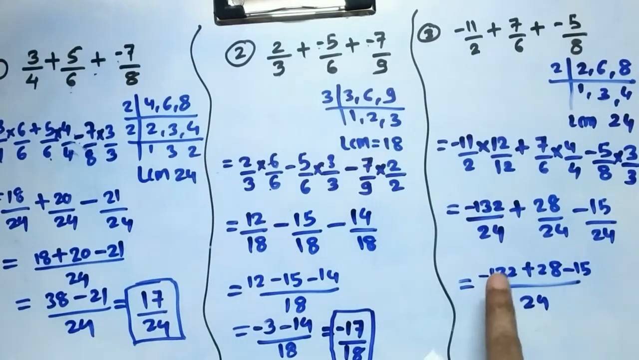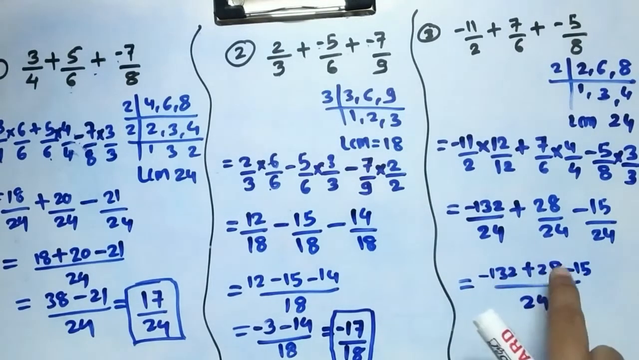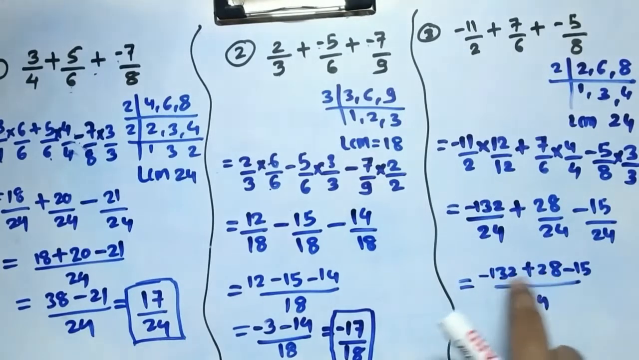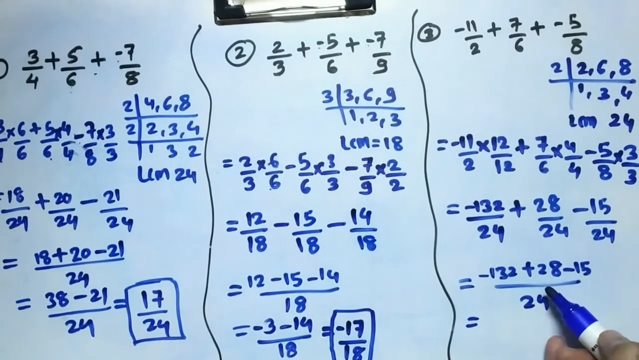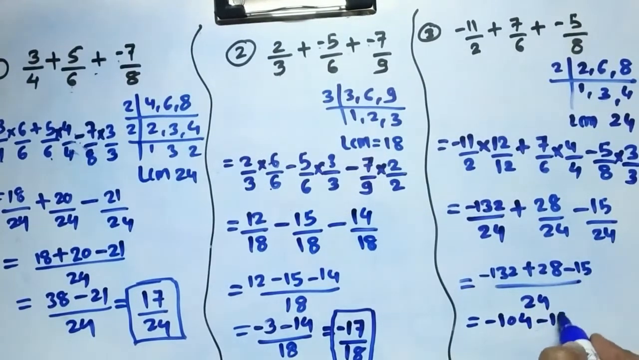Observe here from the left hand side, one negative integer, one positive integer. We will do the subtraction of these two first. So subtract smaller number from the bigger number. We'll remove 28 from 132. You get 104. Sign of bigger number, that is a minus sign, we will get. Then minus 15 you copy as it is.